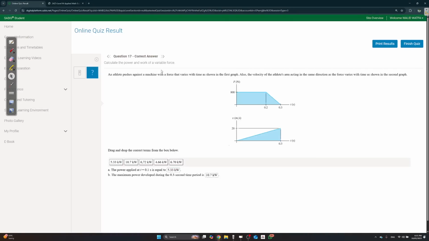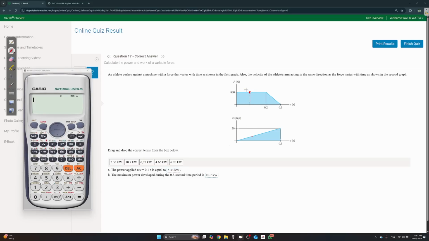Question 17. An athlete pushes against a machine with a force that varies with time as shown in the first graph. Also, the velocity of the athlete's arm acting in the same direction as the force varies with time as shown in the second graph. So you have a varying force and a varying velocity. What is the power applied at t equals 0.1? I'm pretty sure you just go to t equals 0.1, find the force, and find the velocity. At 0.1 seconds, the force is obviously 800 newtons.